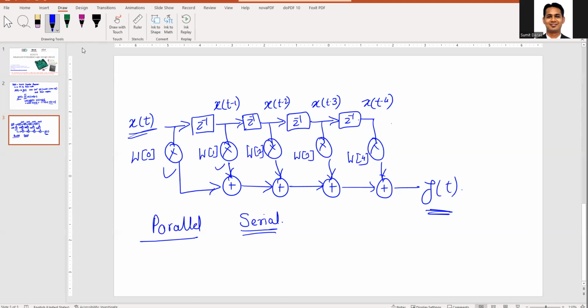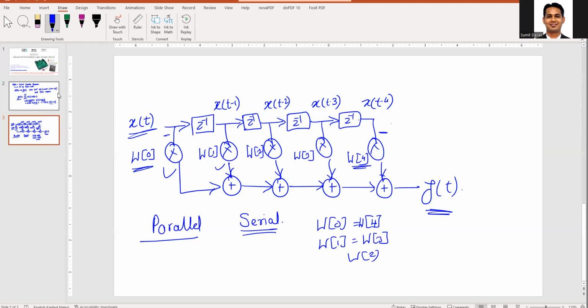So these are the things you need to look at. Now suppose that the filter coefficients are symmetric. What do you mean by symmetric? In that case, W0 is equal to W4, W1 is equal to W3, and then you have the W2. So in that case, since W0 is the same as W4, you don't need to do the two multiplication operations. What you can do is perform the addition of these inputs, and then you do the common multiplication.